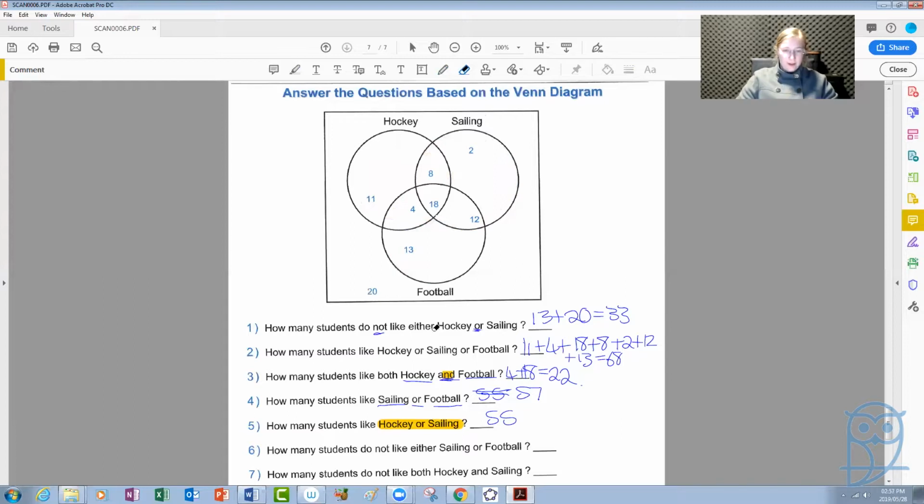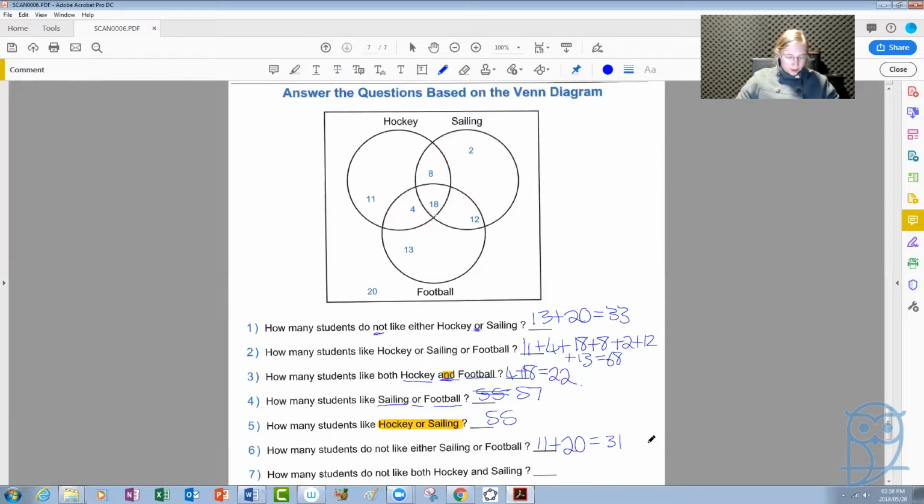So here, our next question is, how many students do not like sailing or football? So here we've got this not. So the first thing we need to do is figure out where's sailing or football. So that'll be this whole section over here. And not means everything outside of it. So we've only got 11 plus 20, which gives us 31 students.